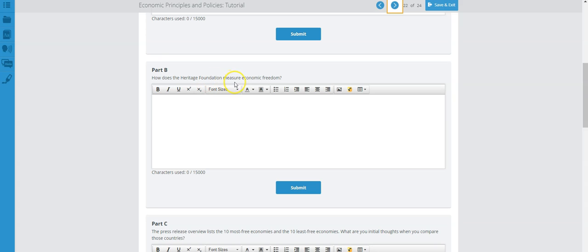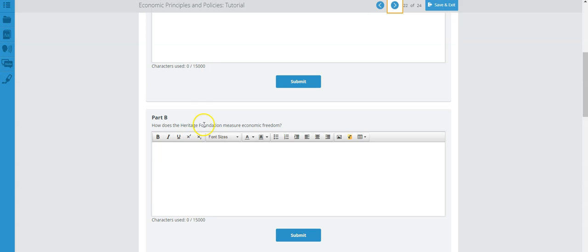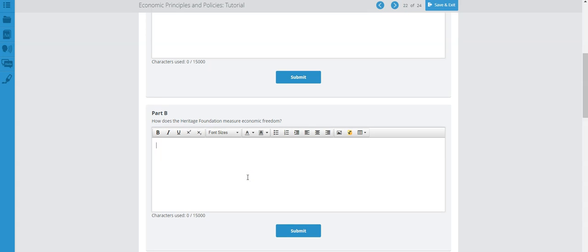Let's move on to part B. How does the Heritage Foundation measure economic freedom? Well, first of all, you need to know what economic freedom is, which you did in part A. Once you know exactly what economic freedom is, then you can answer part B. What are those factors that contribute to economic freedom? What constitutes economic freedom here in the United States? Who benefits from economic freedom? Does the entire country benefit from it? Do only a small number of people benefit from it? I don't know. You tell me on part B.